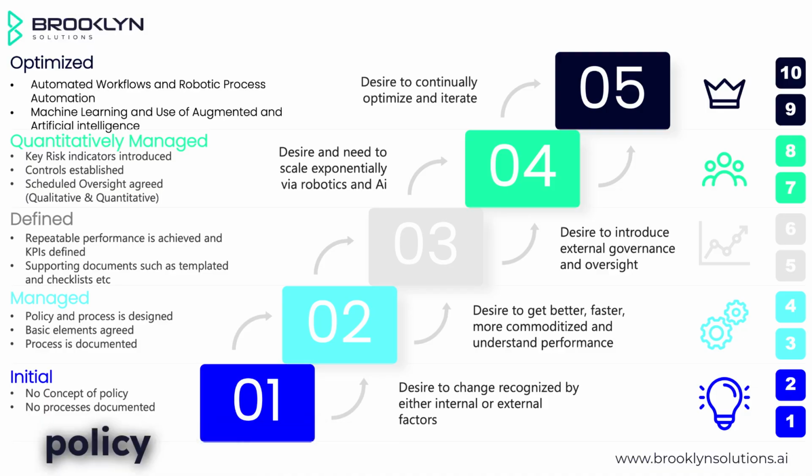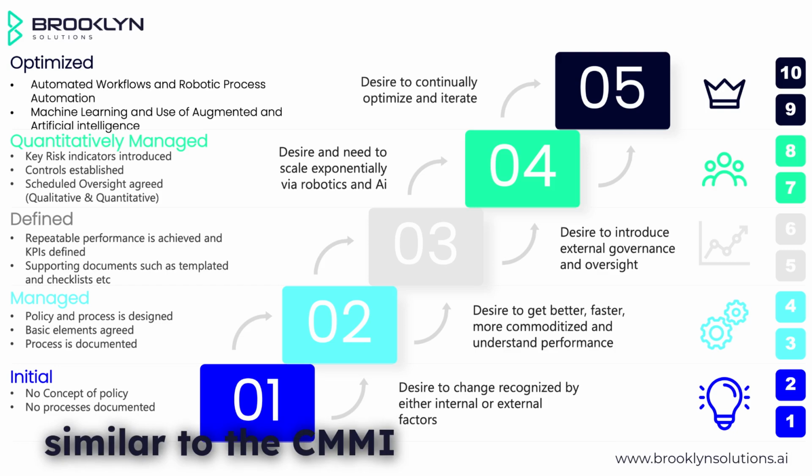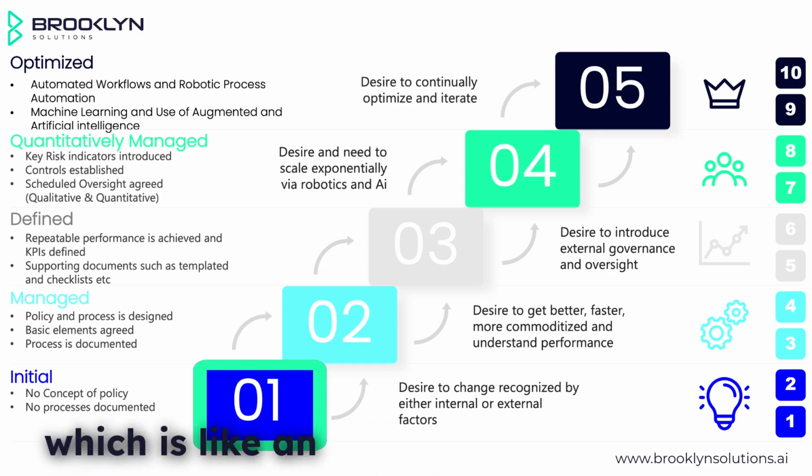In order to assess policy maturity, we can use a model that's very similar to the CMMI model, or the Capability Management and Maturity Index that a lot of technology companies use. There are 5 stages, and there could be 10 steps. As per the image provided, you start with stage 1, an initial stage, where you have no concept of a policy or process documented.